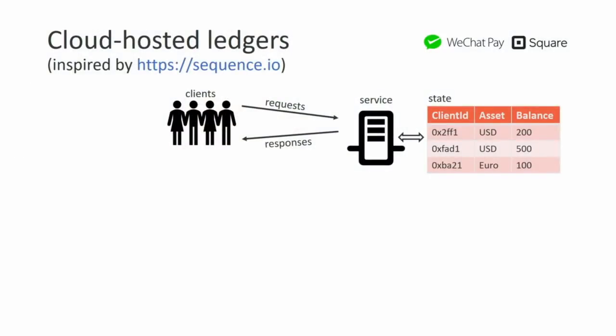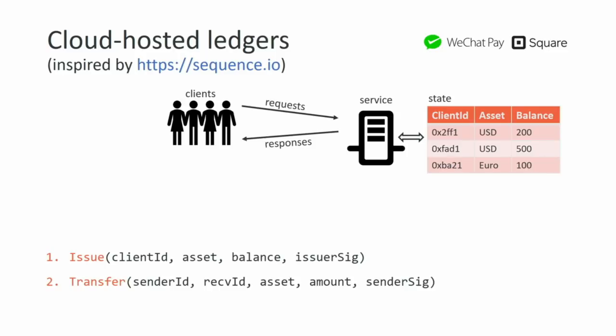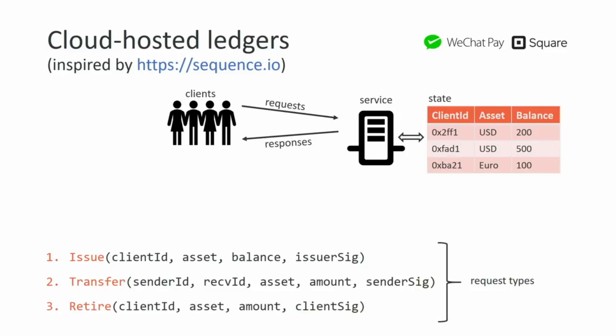The first application is a cloud-hosted ledger inspired by Sequence. Here, the service maintains balances of assets owned by different clients, and it exposes 3 types of requests. First, the issue operation enables an issuer, which is a special entity in the system, to issue some assets to a client. The second operation is a transfer that allows one client to transfer an asset to a different client. Finally, the last operation, which is called retire, allows a client to take an asset out of the system.